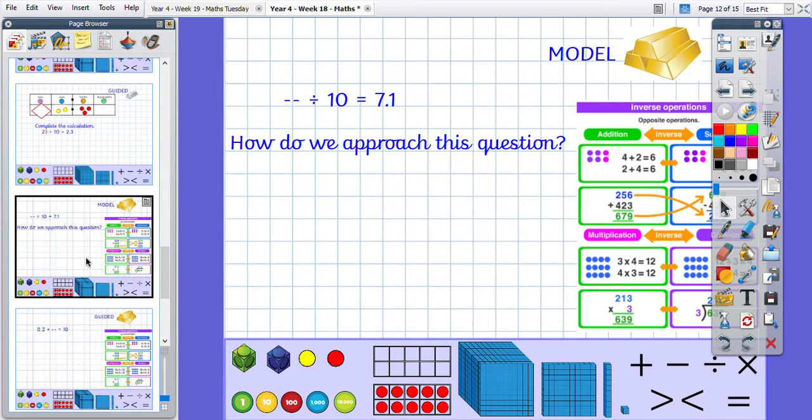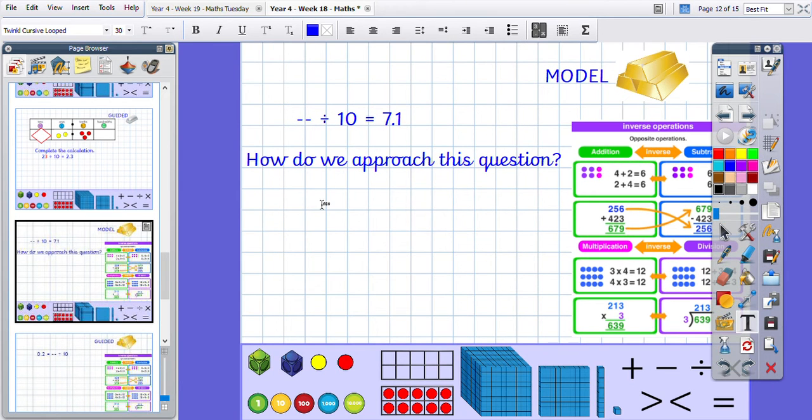Our gold questions then are starting to look at the inverse. So if we have been looking at division today and dividing by 10, we're going to have some missing number problems. So you may do the inverse operation for division, but can you remember what the inverse of division is? Hopefully you've remembered that that is multiplication, so timesing a number. We are timesing by 10 with some of our questions for gold.